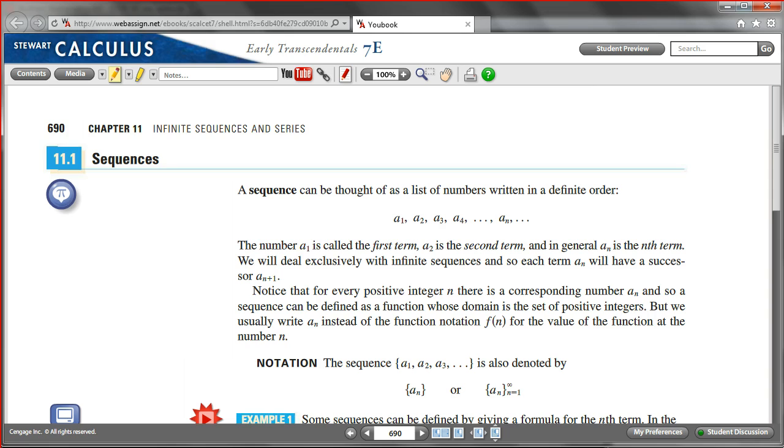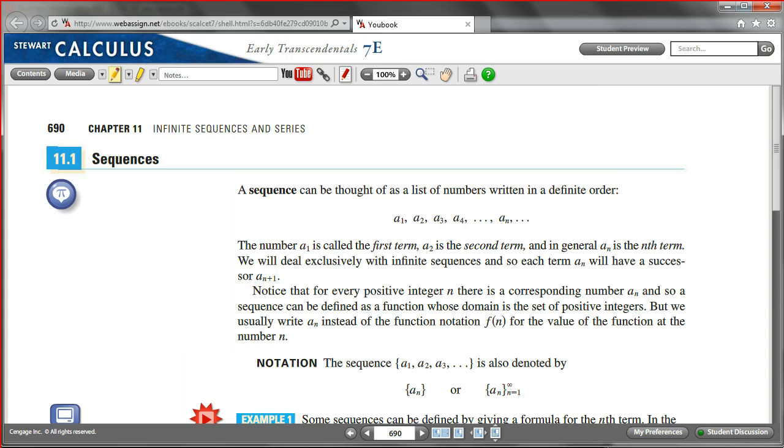A sequence can be thought of as a list of numbers written in a definite order, a1, a2, a3, and so on. Each number in this list is called a term. a1 is the first term, a2 is the second term, and so on. In general, we have the nth term, an, which we also call the general term. Once we have the general term, we can find the next one, a(n+1), which we call the successor.